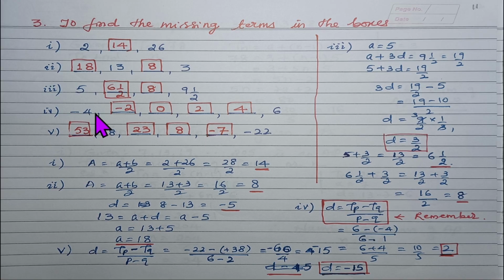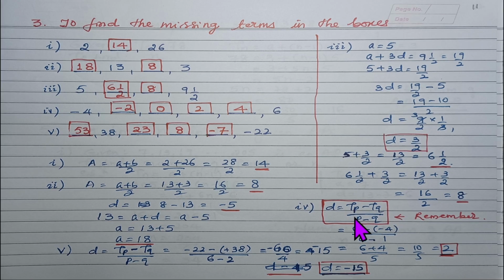Now the fourth example, now there are 4 boxes and we have got minus 4 and 6. Of course I can go with a plus d, a plus 2d, a plus 3d, a plus 4d, and so on, and a plus 5d here. So find out the value of d and then go ahead with it. But I have adopted a simple method here using a formula.